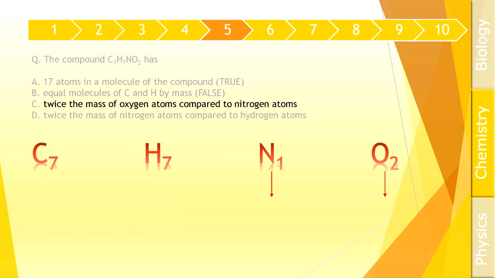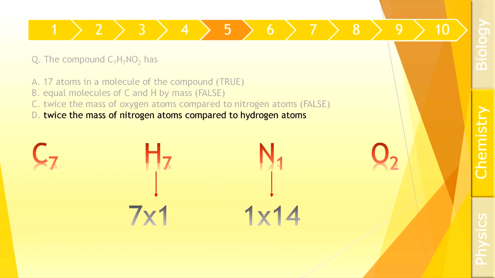Third option compares mass of nitrogen and oxygen. Mass of 14 for nitrogen and mass of 32 for oxygen do not differ by a factor of 2. Hence option C is also wrong. Coming to the last option, we see that hydrogen has mass of 7 and nitrogen has mass of 14. So nitrogen is double the mass of hydrogen atoms. It makes this option a true statement. Now we encounter another such question with 2 correct answers. Both A and D are correct answers.